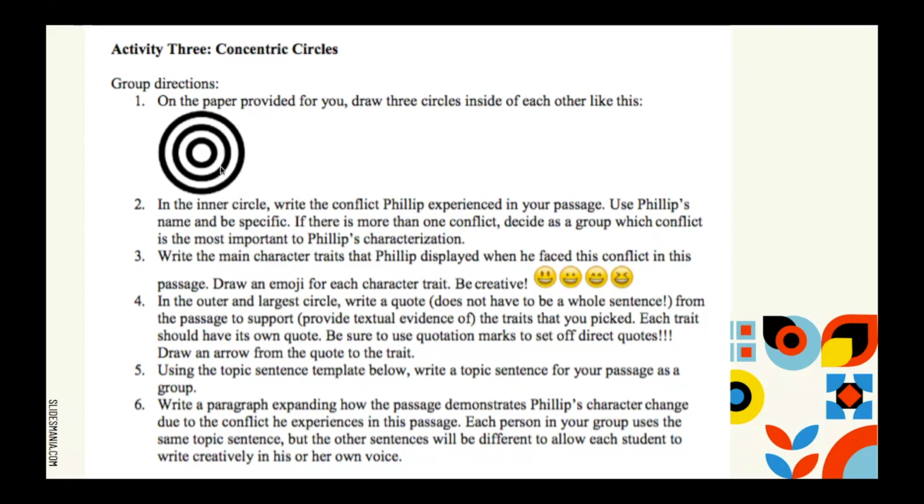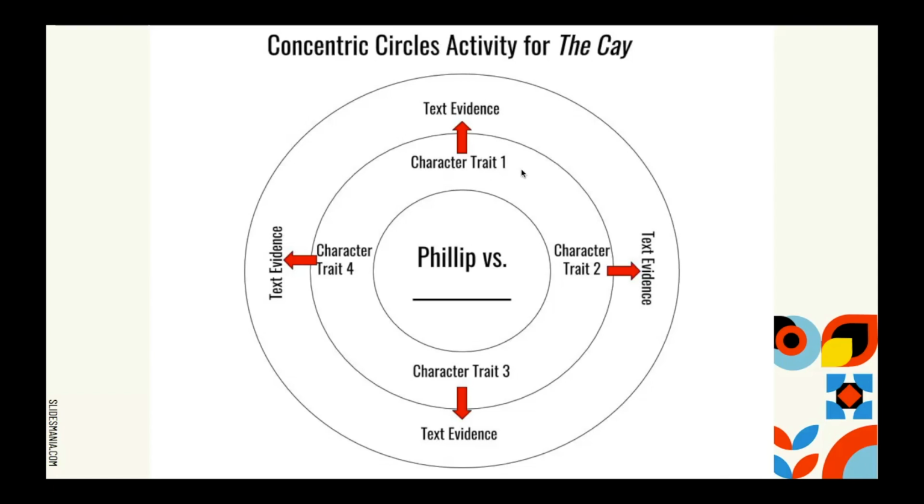Then the next thing that they would do would be decide the character traits in the middle circle and provide an emoji to indicate that same character trait. And in the outermost circle, they will include textual evidence to support those character traits in the middle circle. And that will lead to the development of a topic sentence and an AEC, which we'll talk about in a separate video. So essentially, this is what it's going to look like.